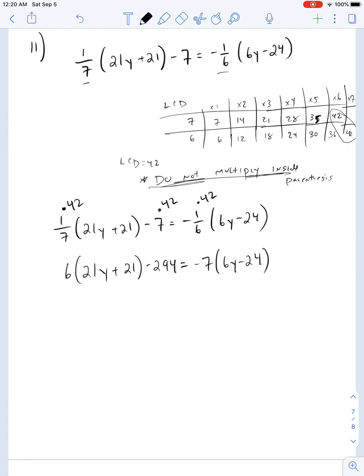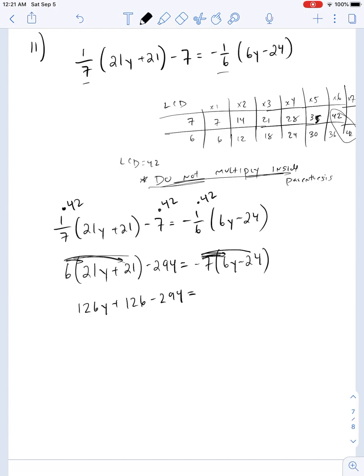Alright, so now the problem looks very nice. We got rid of our fractions. Now we can go ahead and multiply 6, and also negative 7. So let's start on the left-hand side. We do 6 times our 21. This is 126y. Then we do 6 times our 21 again. This time we don't get a y, just 126. Bring down our minus 294.